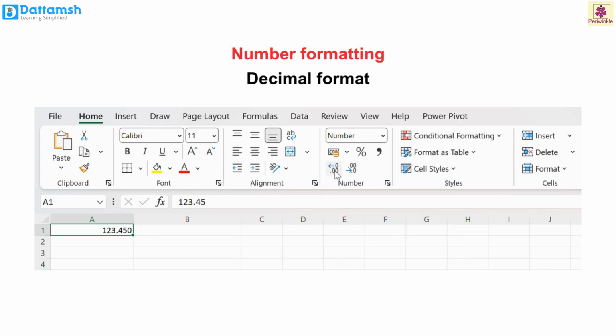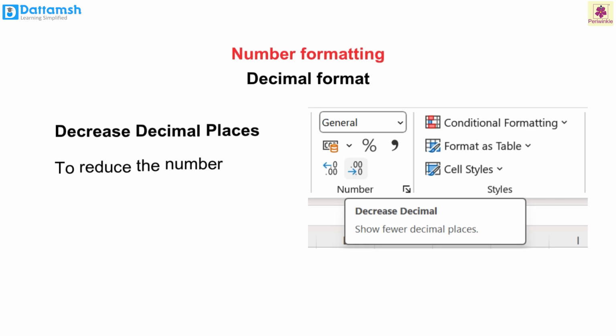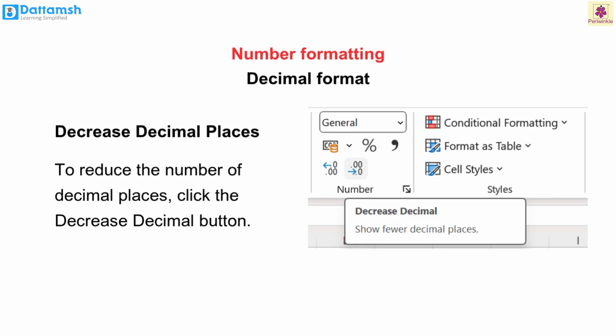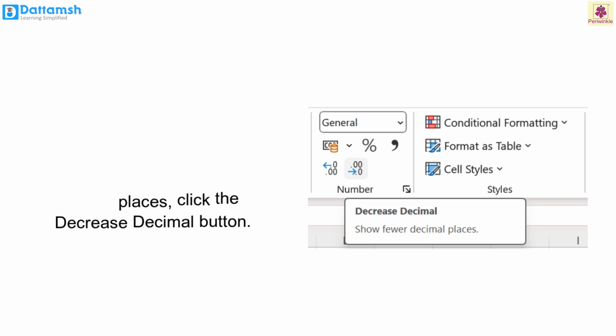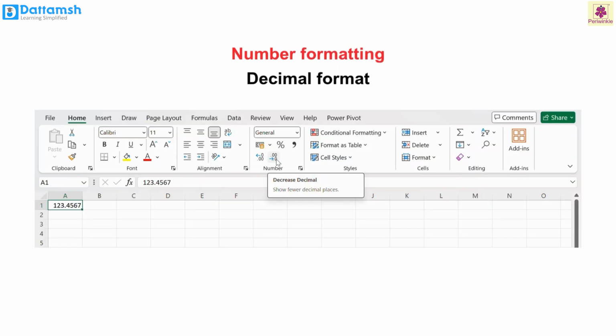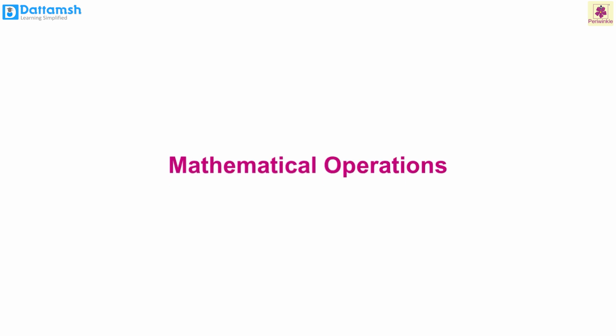123.450. Decrease decimal places. To reduce the number of decimal places, click the decrease decimal button, an icon with a decimal and an arrow pointing out to the left. For example, if you type 123.4567 and click decrease decimal, it will display as 123.46. Next, we shall learn about mathematical operations.